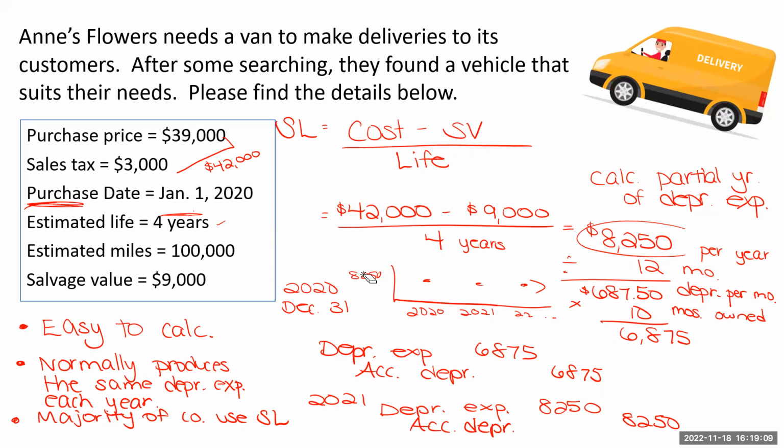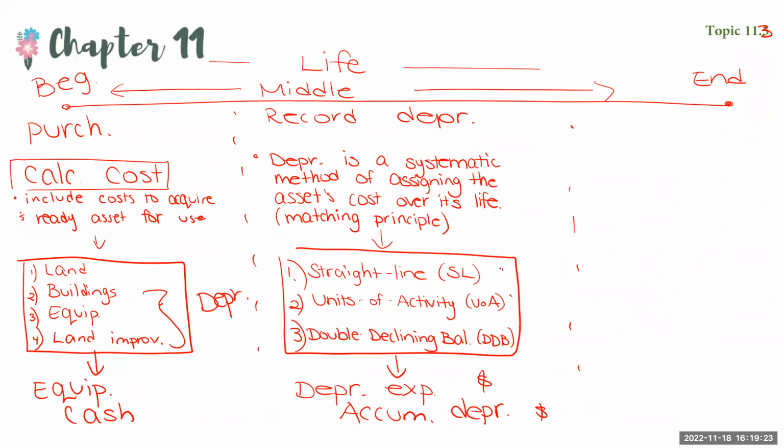All right, that's the straight line method. Okay, easy to calculate. Normally it'll produce the same amount each year, and the majority of companies use that method. In the next example, we will look at the second method, the units of activity.